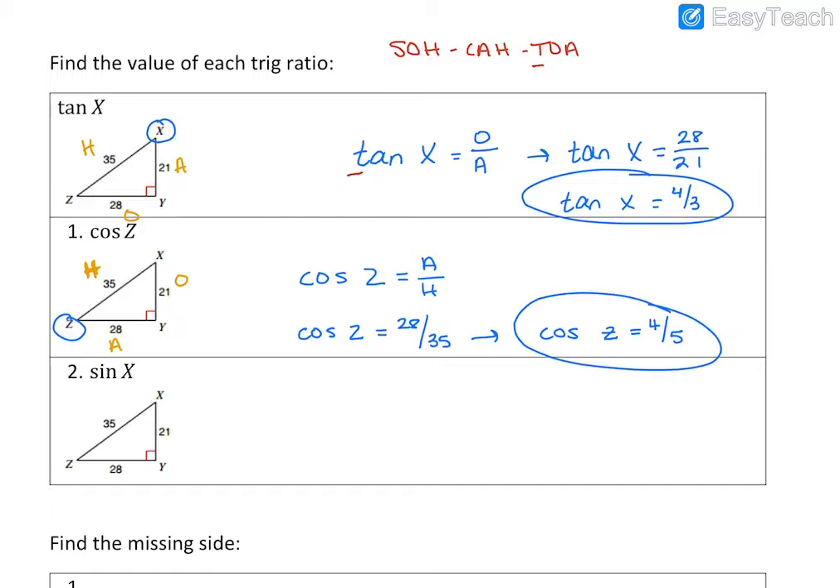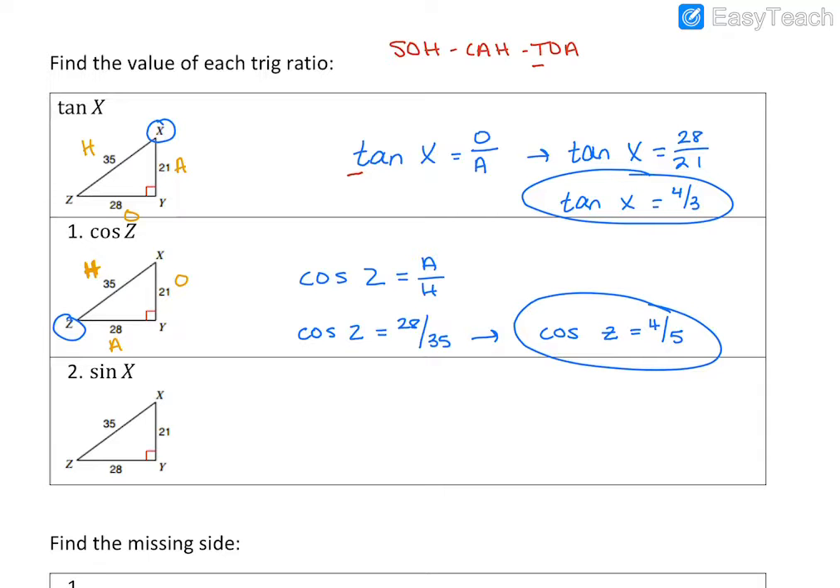So that would be my final answer. Go ahead and hit pause and try that second or the third example. I know those are numbered wrong, but try that last example on your own. See if you can figure out how to label from sine of x.